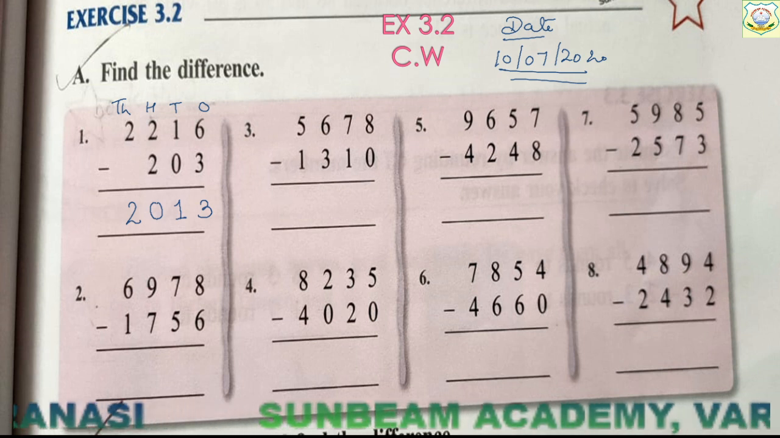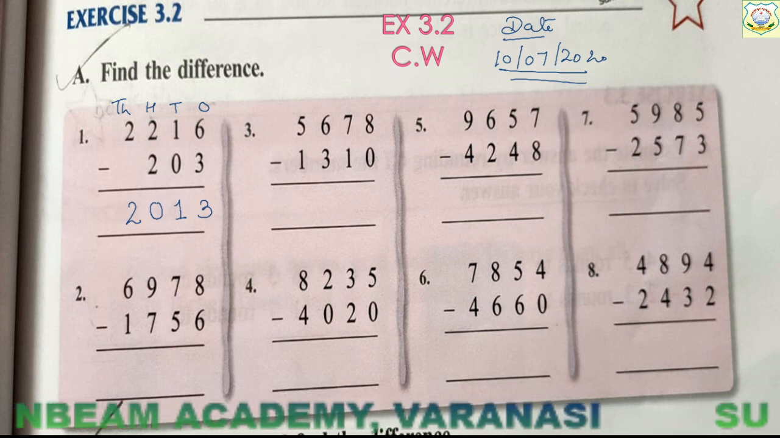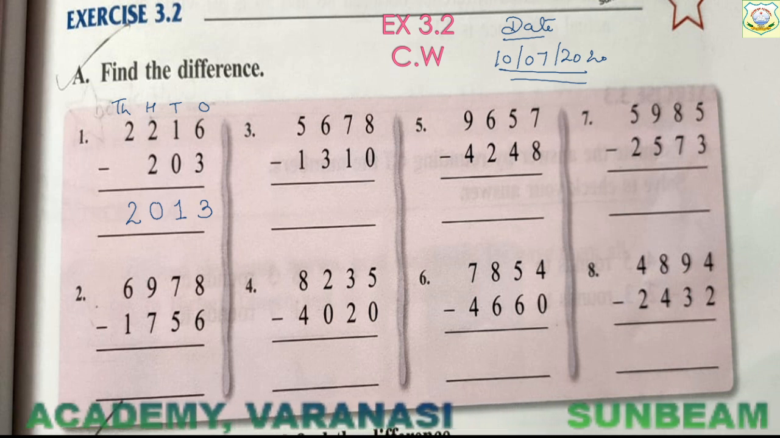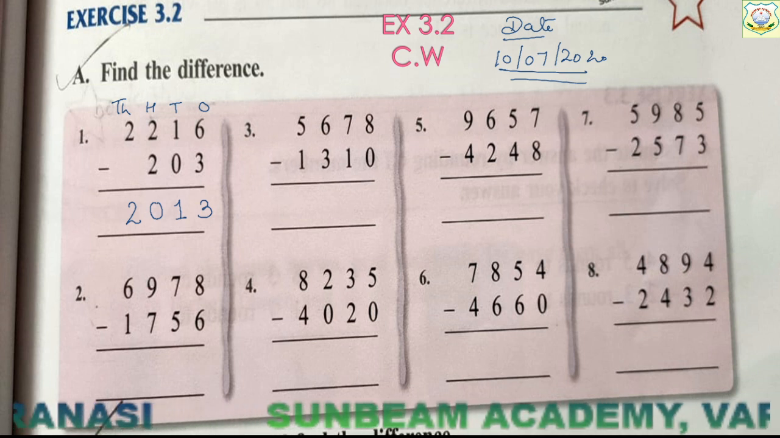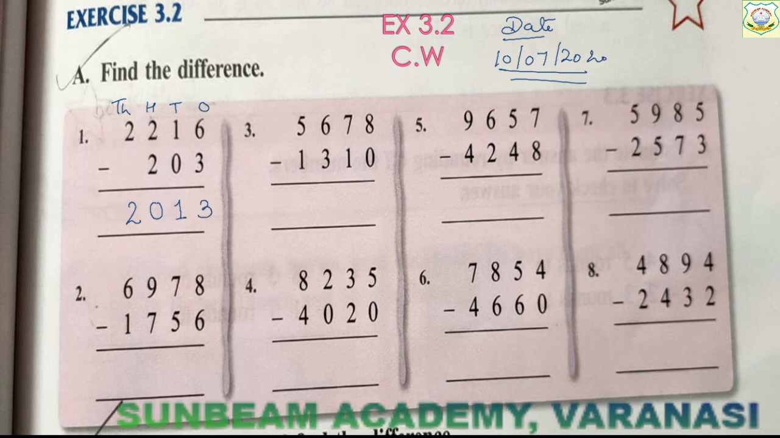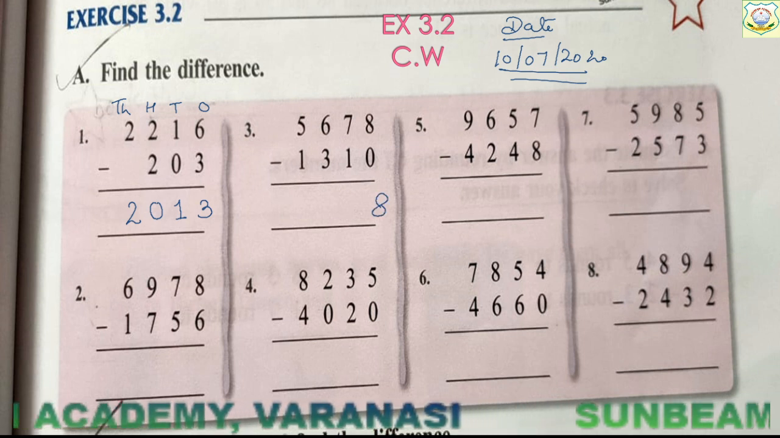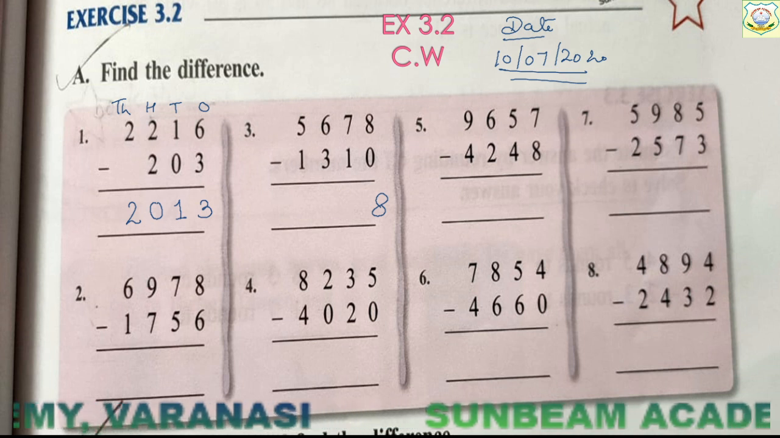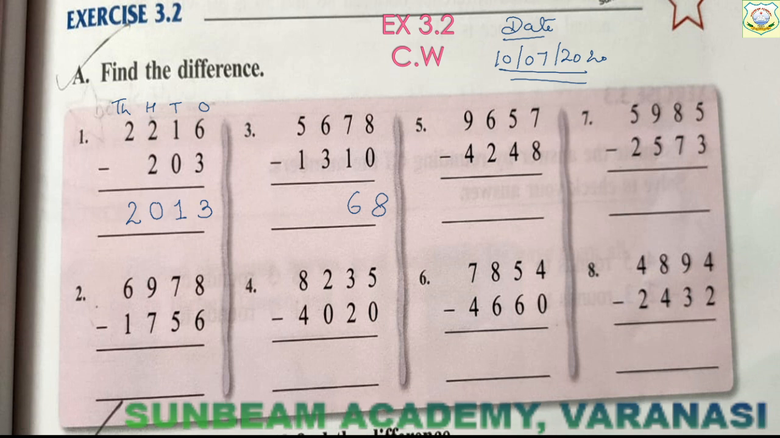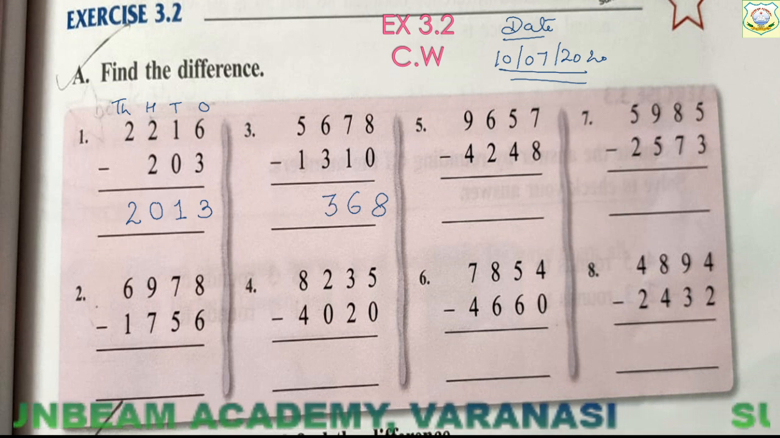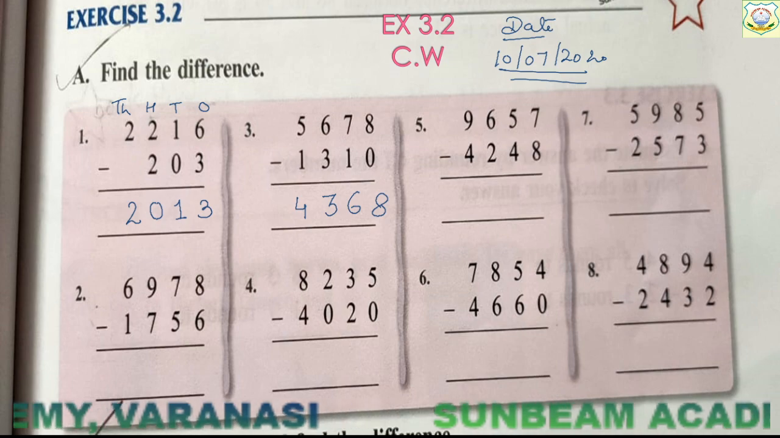Next question is 5678 minus 1310. Right? So 8 minus 0 is 8. Okay? 7 minus 1 is 6. 6 minus 3 is 3. 5 minus 1 is 4. Okay?